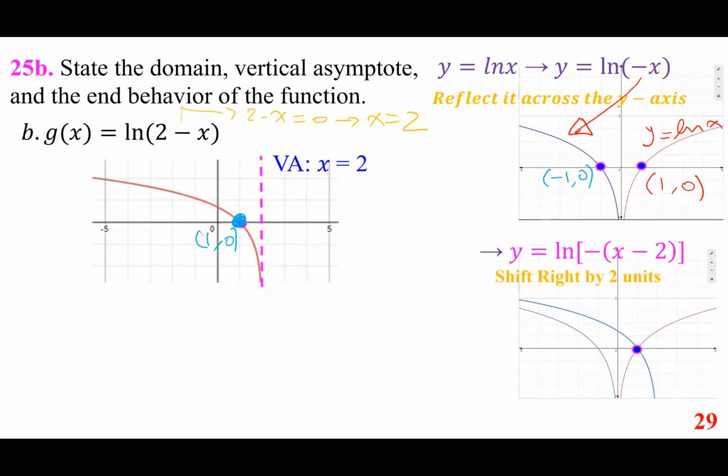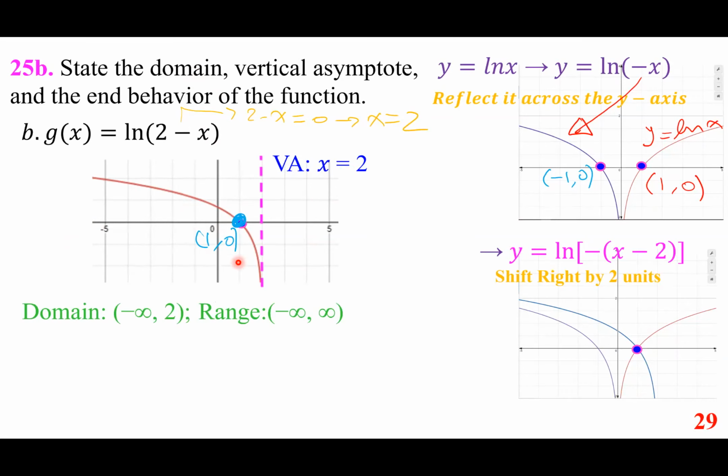So let's discuss the domain and range. As you can see, the range hasn't changed in all cases, from negative to positive infinity, up and down. But what about the domain? The domain is from negative infinity all the way to the vertical asymptote, which is 2. So from negative infinity to 2. So the domain has changed. The range hasn't.